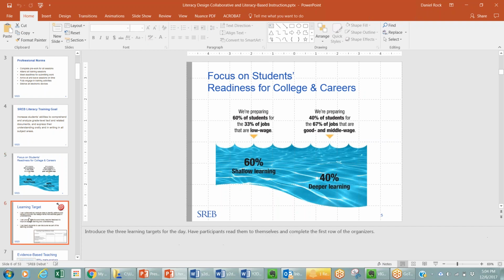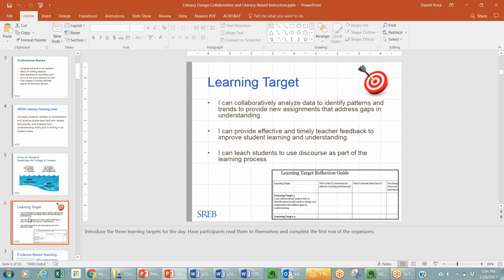So we've got three main goals for today. The first goal is that teachers can collaboratively analyze data to identify patterns and trends to provide new assignments that address gaps in understanding. Second, provide effective and timely feedback to students to improve their learning. And third, teach students to use discourse as part of the learning process.